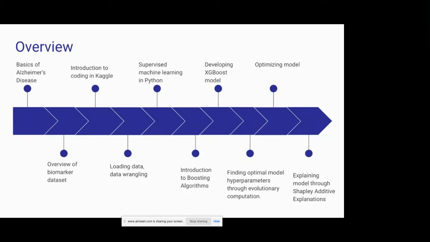Following that, we're going to find the most optimal hyperparameters through a specific hyperparameter tuning technique called evolutionary computation. Following that, we're going to optimize our model using the optimal model hyperparameters that we found from our evolutionary computation. Lastly, we're going to explain our model through Shapley additive explanations, and we're going to interpret the most important features of our model that contribute to predicting whether a patient has Alzheimer's or not.